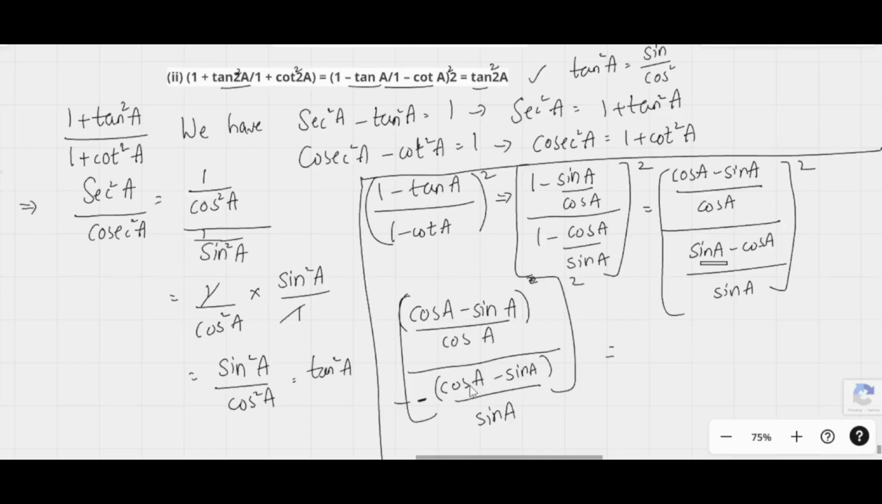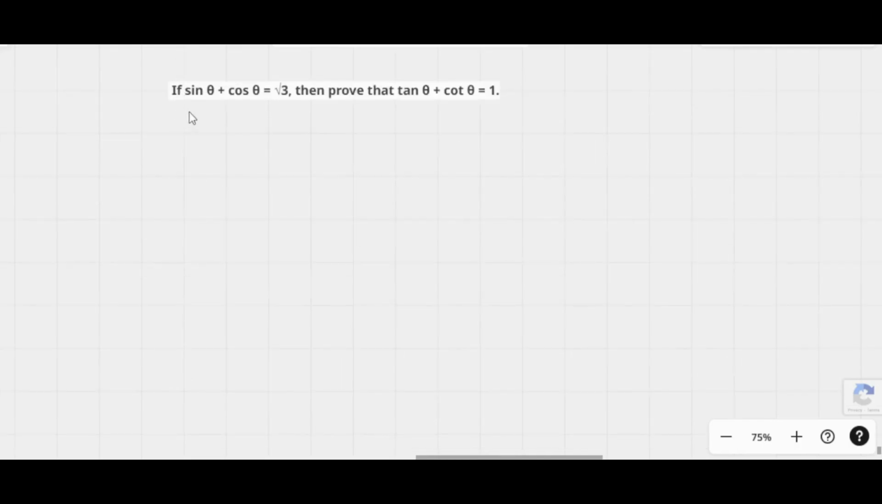Now this cos A minus sin A, this and this will get cancelled. And now I can write it as 1 by cos square A divided by 1 by sin square A. And when it comes to the numerator, it will become sin square A by cos square A, nothing but tan square A. Yes, we proved it. So always think what exactly you want in the right hand side, and the remaining terms, how can you cancel them? Think on that. Okay? Yes. Let us move to another question.